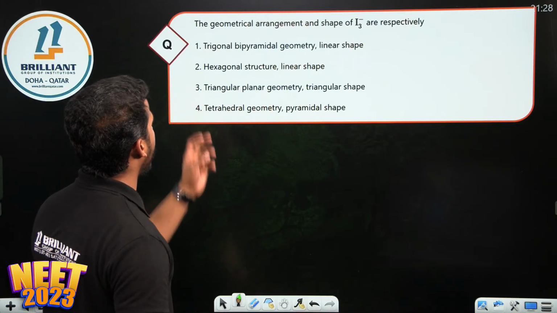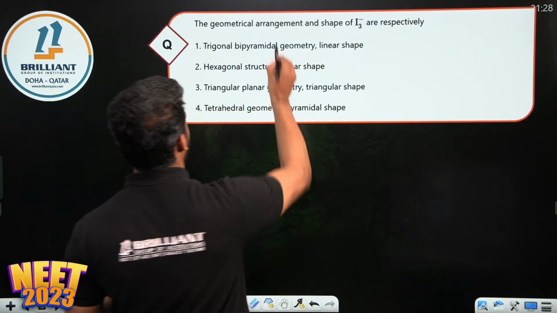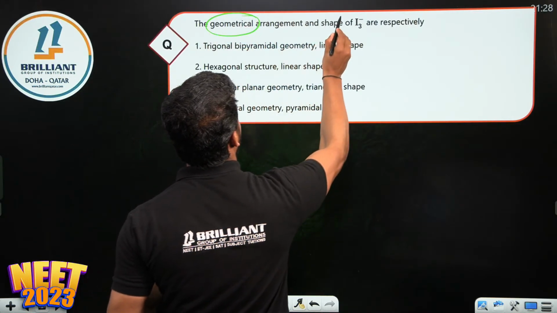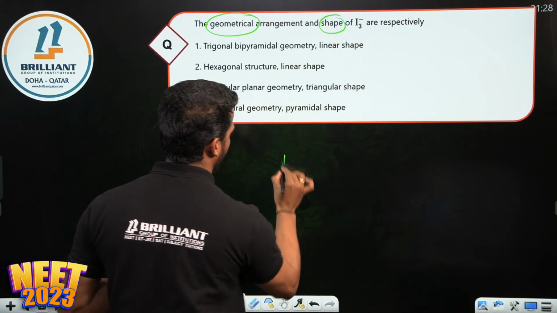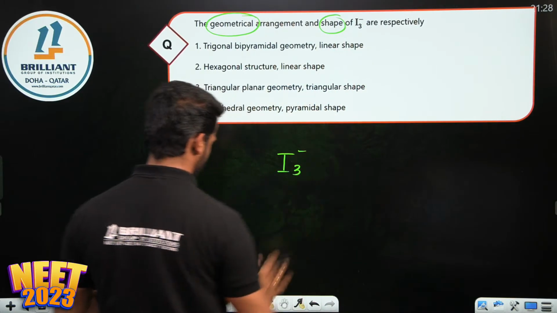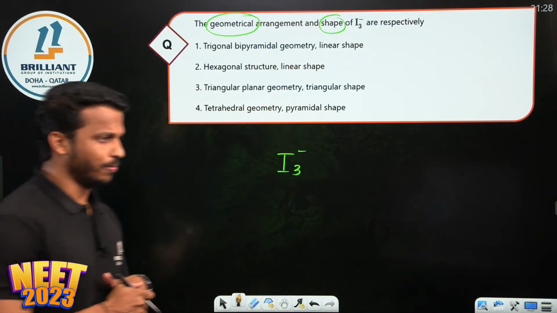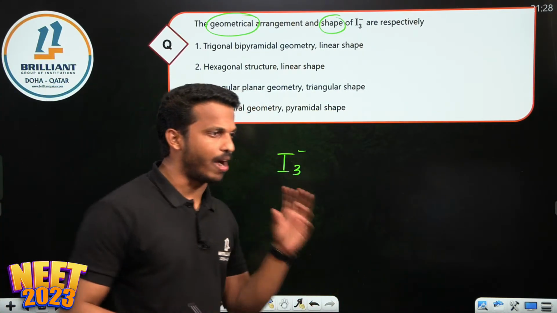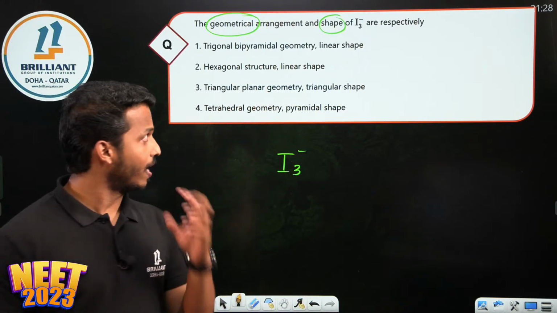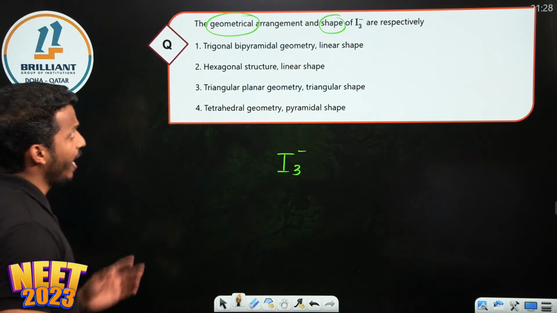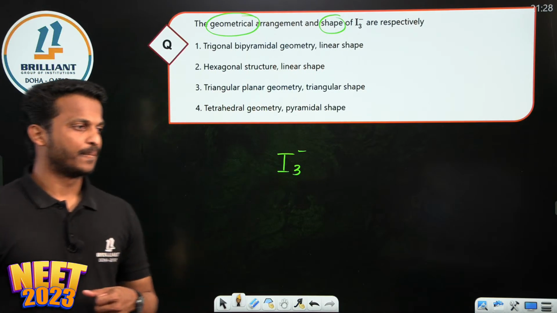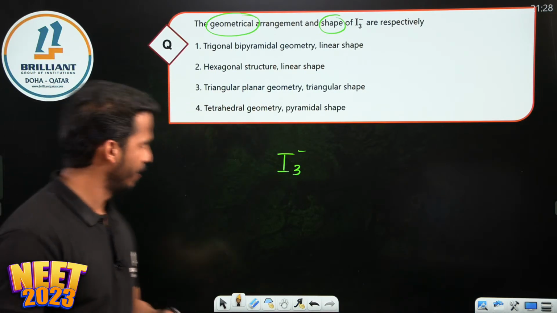The geometrical arrangement and shape. They are asking you what is the geometry and shape of the molecule I3 minus. Can you tell me, dear all? The one with I3 minus. What is the geometry and shape?